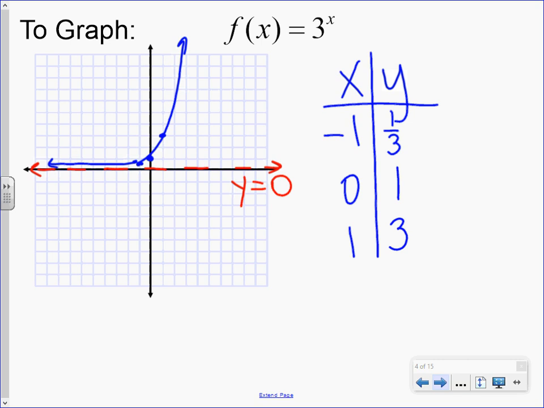Exactly. It's the same thing. We can't take anything to a power and have it be 0. So we have this asymptote kind of guarding that because we know that there are not going to be any values that would meet that stipulation.